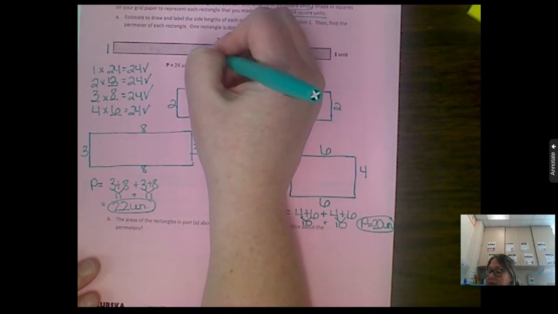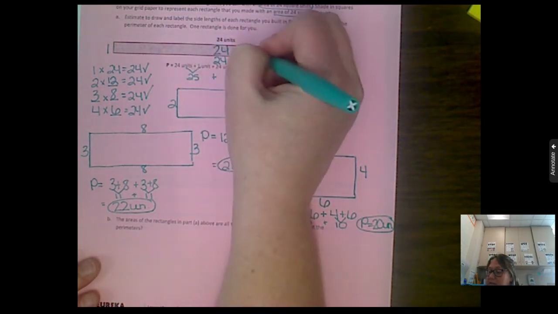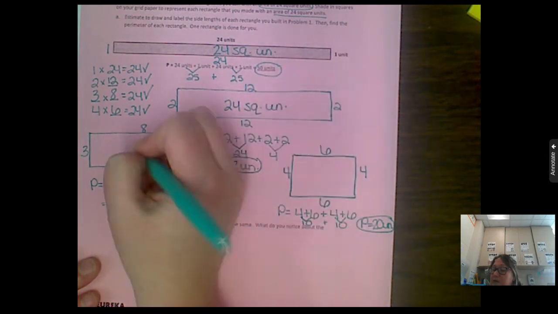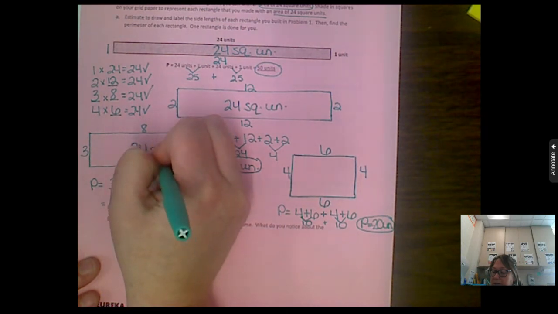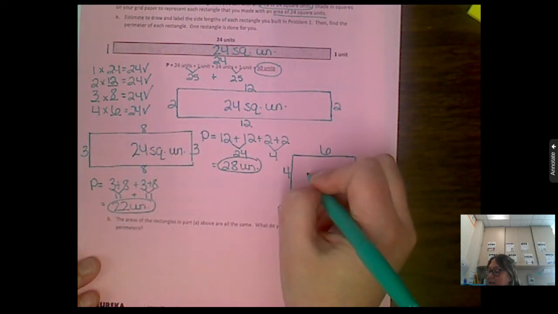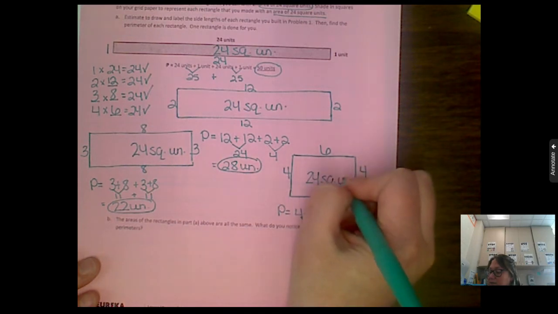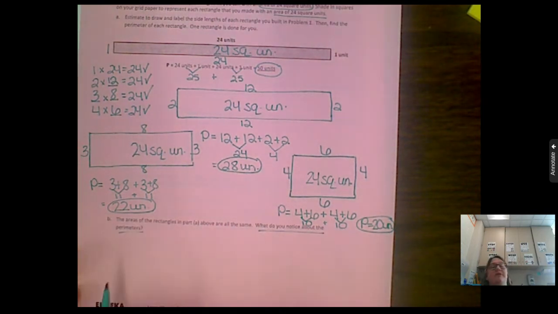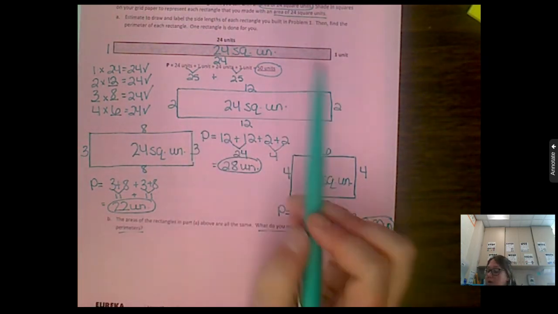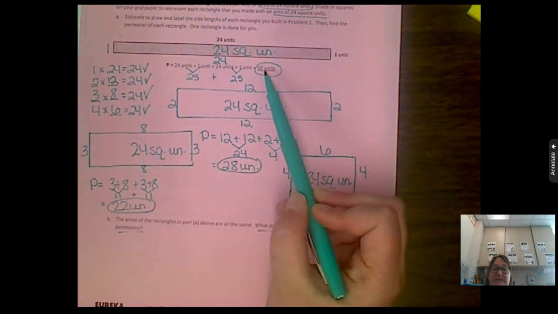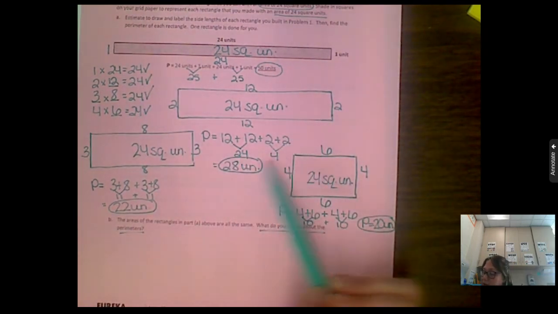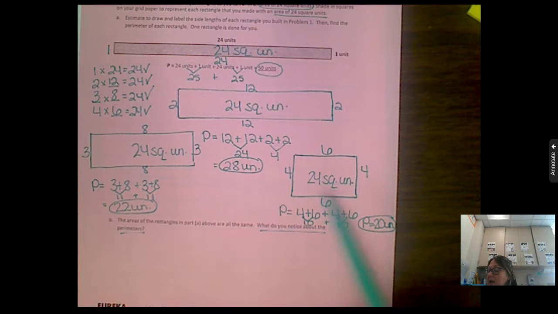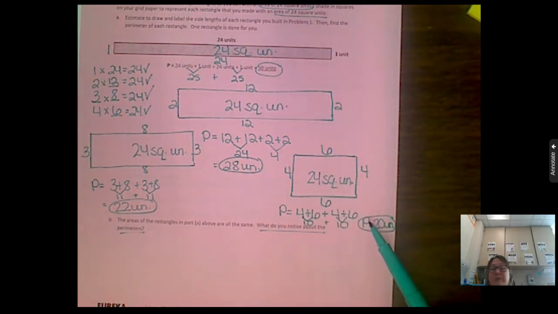So we could actually put that like 24 square units. This one was also 24 square units. This one was 24 square units, right? So they all had an area of 24 square units. But what do you notice about the perimeters? So they all had an area of 24, but the perimeter of this long and skinny one was 50. The perimeter of this one here was 28. The perimeter of this one for 3 times 8 was 22. And the perimeter of our last one with side lengths of 4 and 6 was 20.